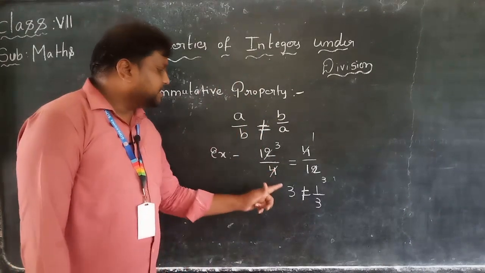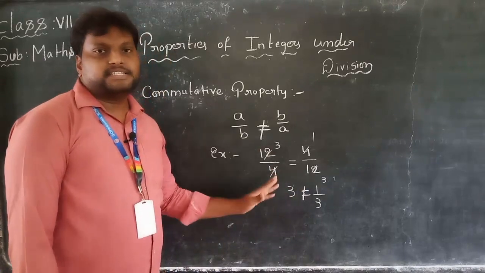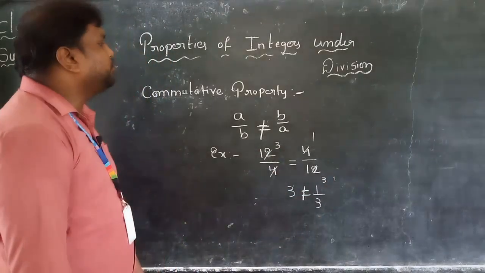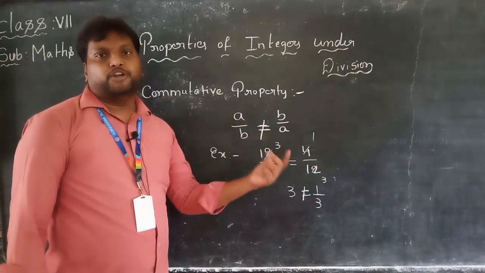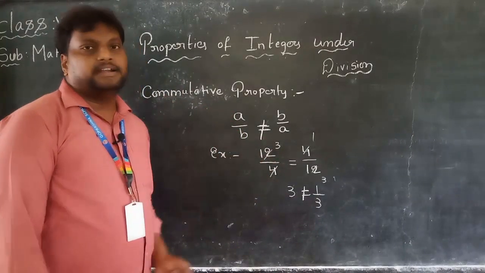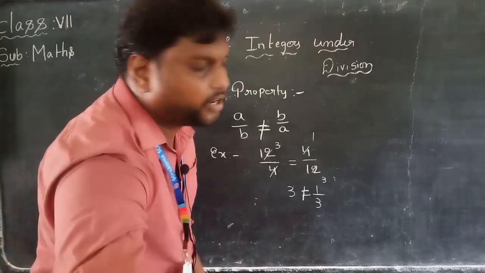Why? Because a different value came. LHS is not equal to RHS. That's why the commutative property is not applicable. Only in product and addition is the commutative property applicable, not in division.